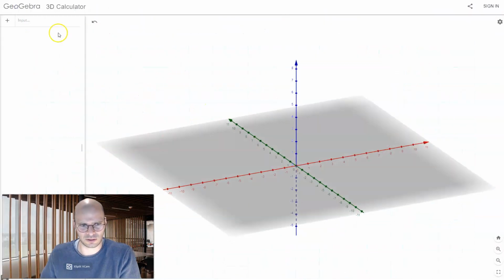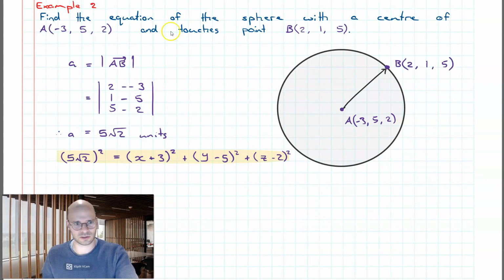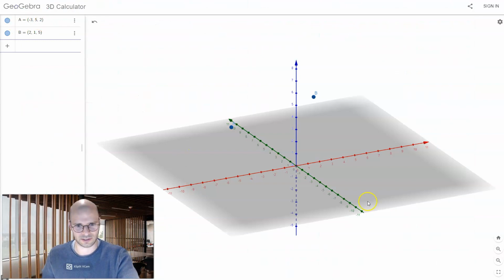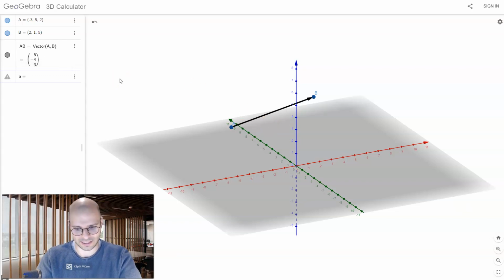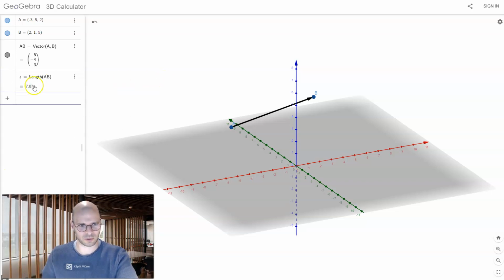Now, having a look at what this would look like on, say, GeoGebra, we come up, we type in our points, A equals (-3, 5, 2), I believe it was, and then B (2, 1, 5). The vector that we're interested in is from A to B, so we can say AB equals vector A to B. We want to know its length, we'll call it a equals length AB, which is 7.07 as we discovered before.